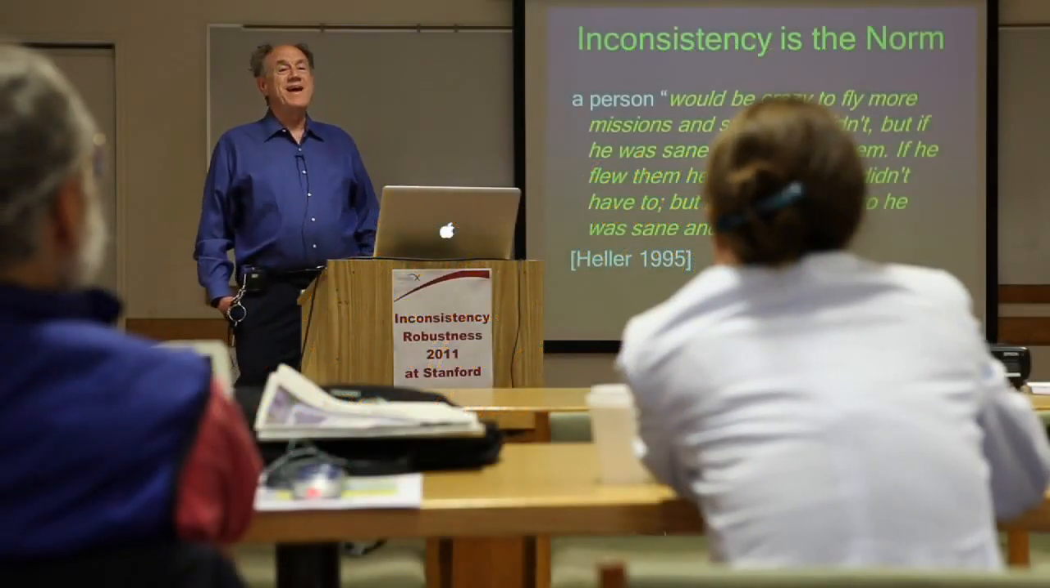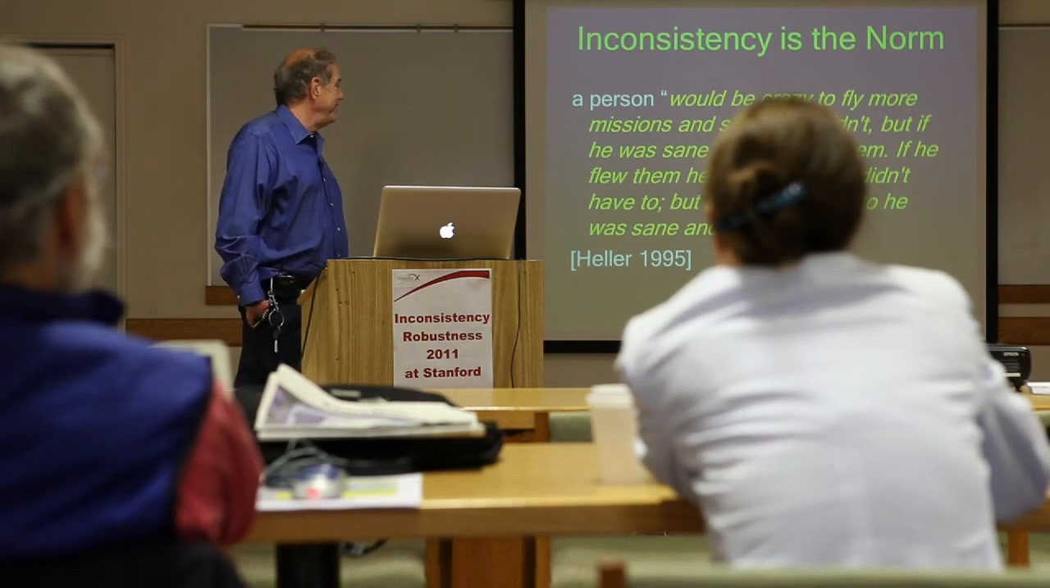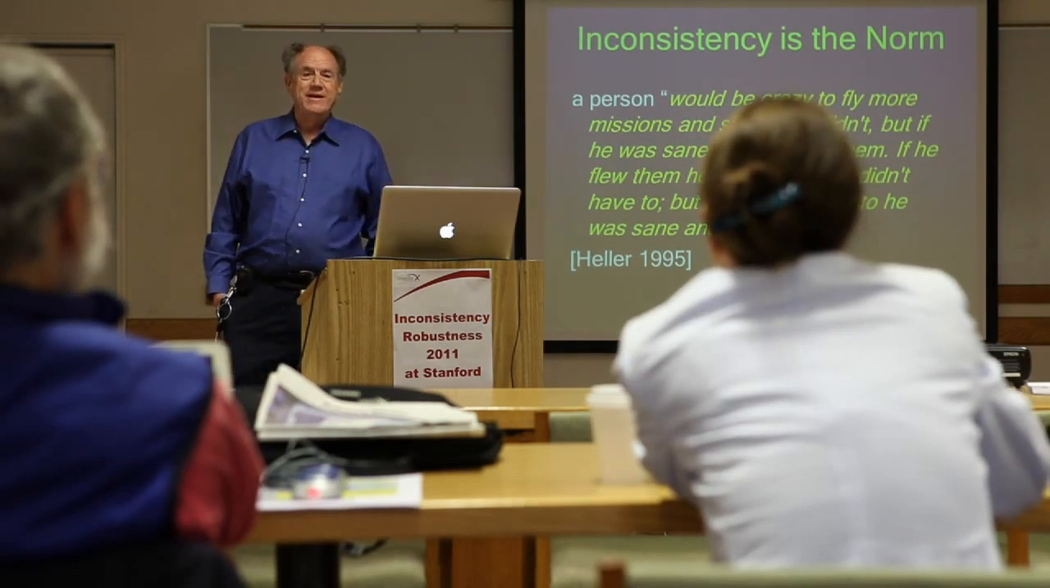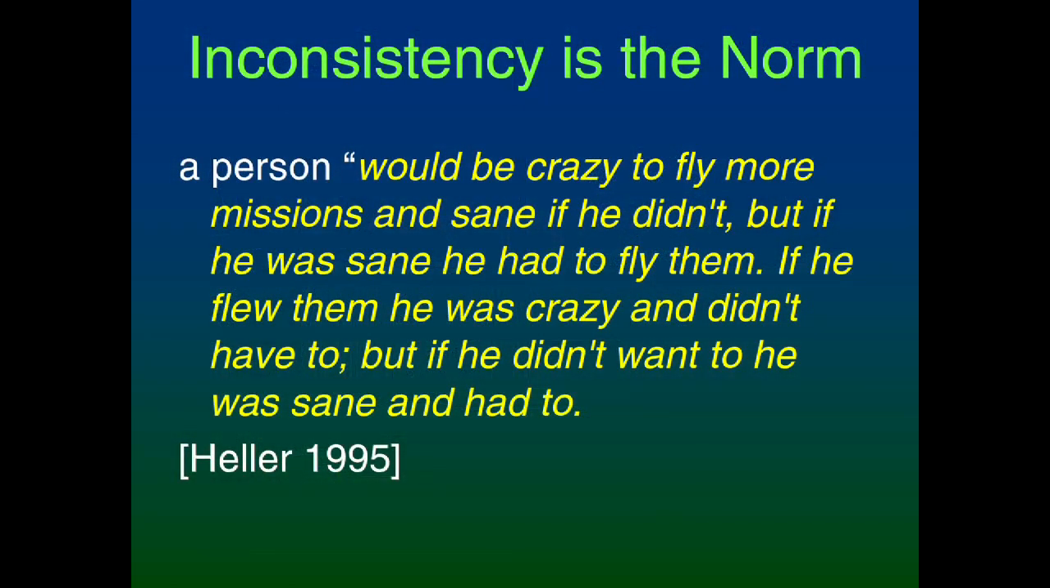So there's a famous example of this that everybody knows, I think, due to Joseph Heller, called Catch-22. And he said, quote, "A person would be crazy to fly more missions and sane if he didn't, but if he was sane, he had to fly them. But if he flew them, he was crazy and didn't have to. But if he didn't want to, he was sane and had to." And this, in the context of that book and that movie, makes perfect sense, okay?